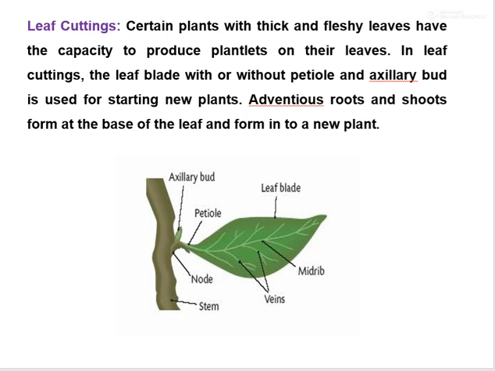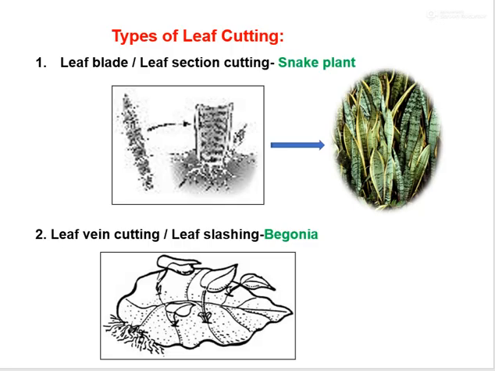Then on the basis of the plant part which we use, the leaf cutting is categorized into four types, in which the first one is the leaf blade or leaf section cutting. Its example is the snake plant. When we use any particular section of the plant and place it in the media for root initiation, it is considered a leaf section cutting.